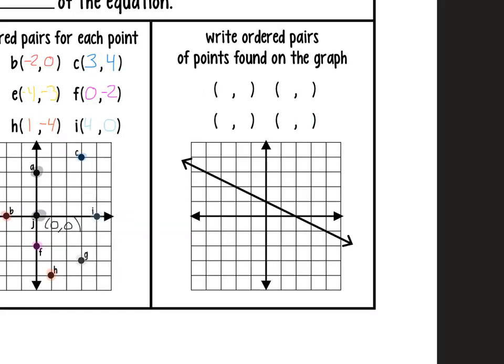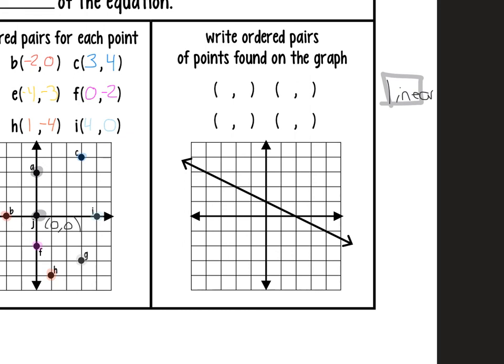And the very last thing I want to talk about today is how to write ordered pairs for points that are found on the graph of a line. So again, I talked about the word linear and how the word line is right inside of that. Because everything we're dealing with this chapter should be a straight line.